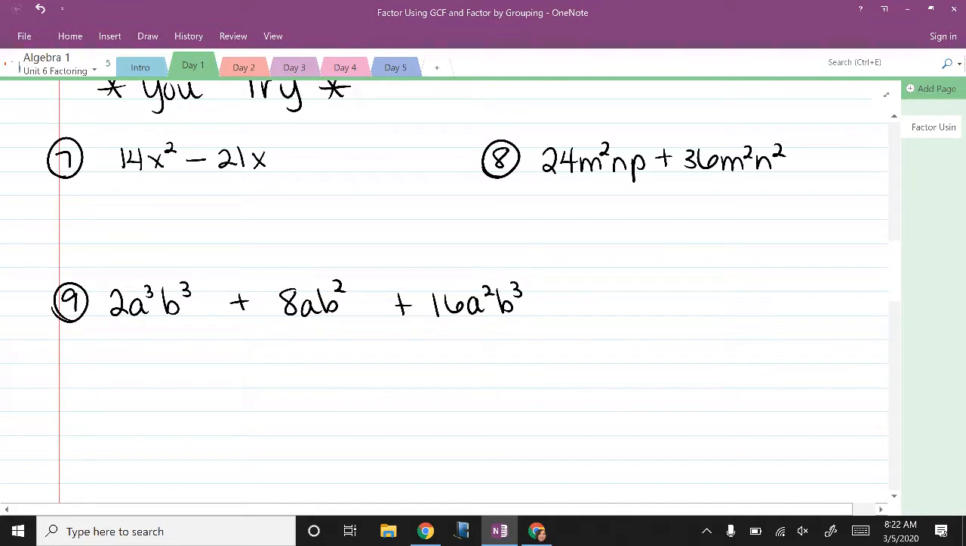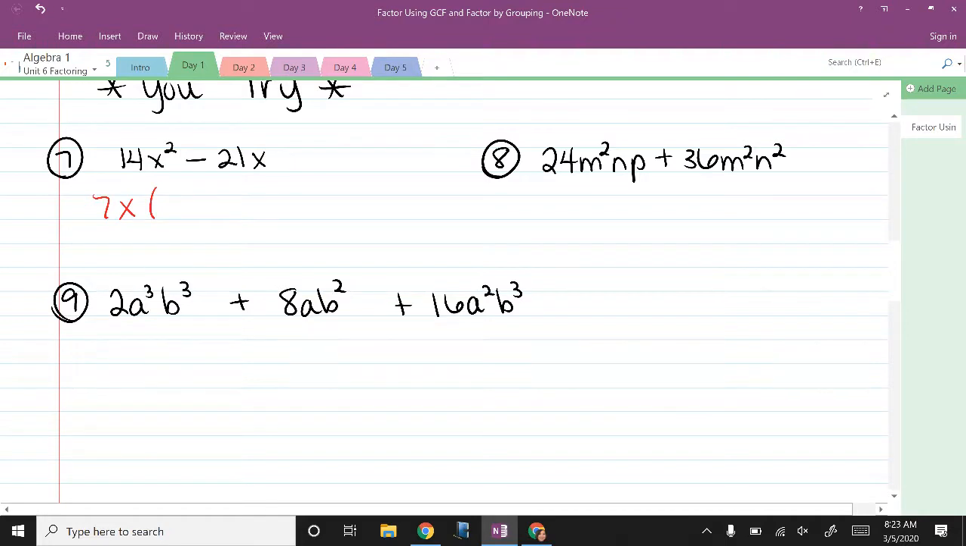All right, 14x squared minus 21x. What is the greatest common factor? 7. What about your variables? Does it have an x in common? Yeah, what's the smallest x? Good. So did y'all get 7x for your GCF for number 7?